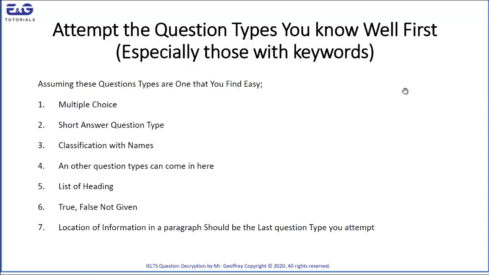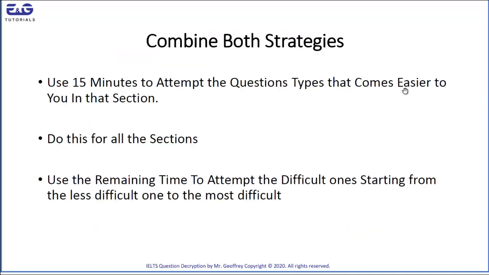So this one has to do with what? Focusing on your area of strength, especially those with keywords. And those that can have keywords are what? Multiple choice, short answer, classification. True or false, some true or false do have a list of keywords as well, even supplication points in the paragraph. So that's what this method is about. The other one is what?